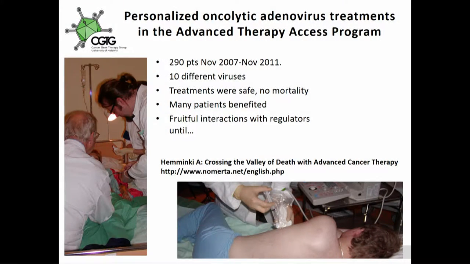At this time, the treatments had been ongoing for about 5 years. And overall, I would say that the treatments were safe. There was no mortality, and I would claim that many patients benefited. And we had a lot of interactions with regulators of all different levels, and everything had gone quite well, I would say.